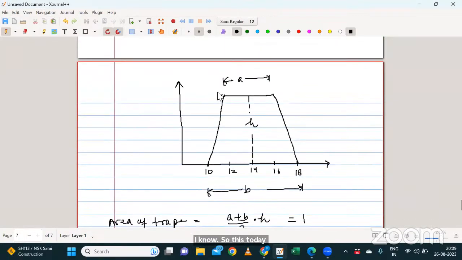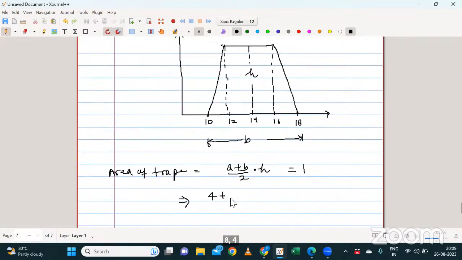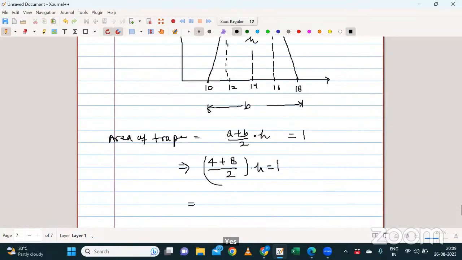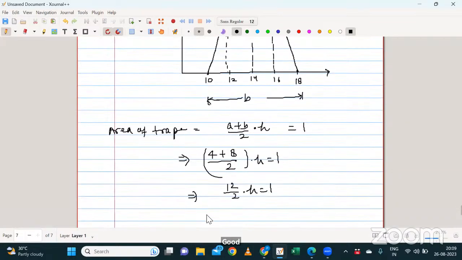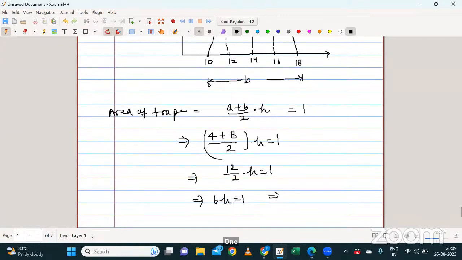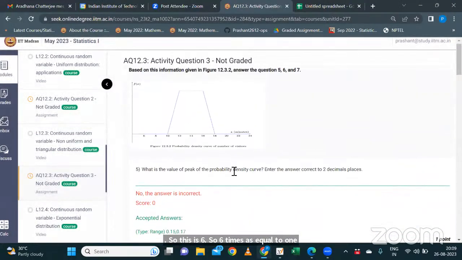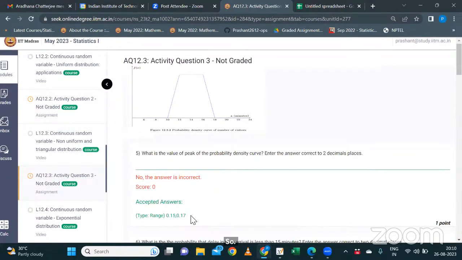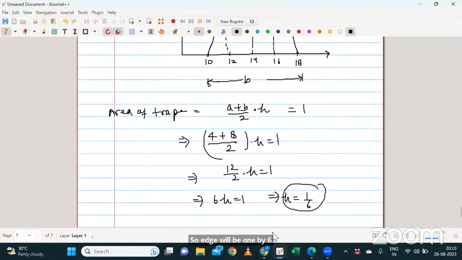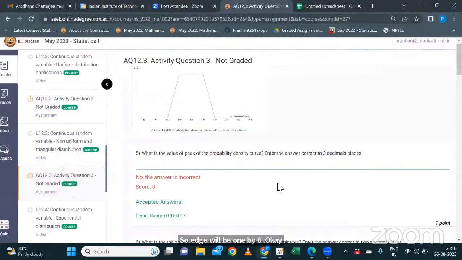What is A? A is 4, from 12 to 16, right? Yes. So A is 4 plus B is 8, 12 divided by 2 into H equal to 1. So this is 6. So 6 times H equal to 1. So H will be 1 by 6, which is 0.16 something. That's inside the range, right?